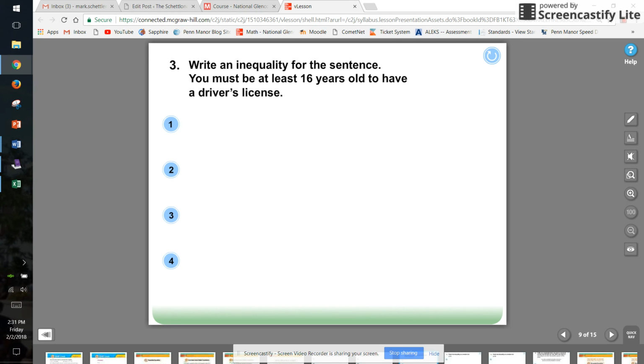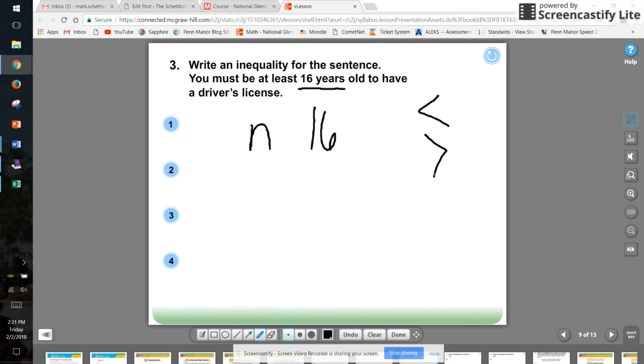Okay, driver's license time. I see that you must be at least 16. You must be at least 16 years old to have a driver's license. Yeah, in Pennsylvania for sure. I see 16 years, so I'm going to set up a variable and 16, and I need to figure out which one of our symbols fits in between.